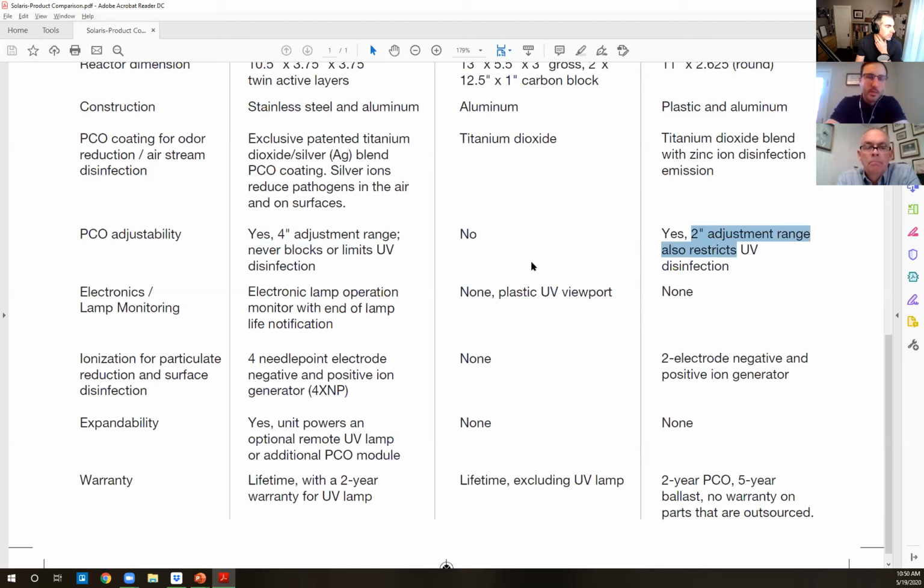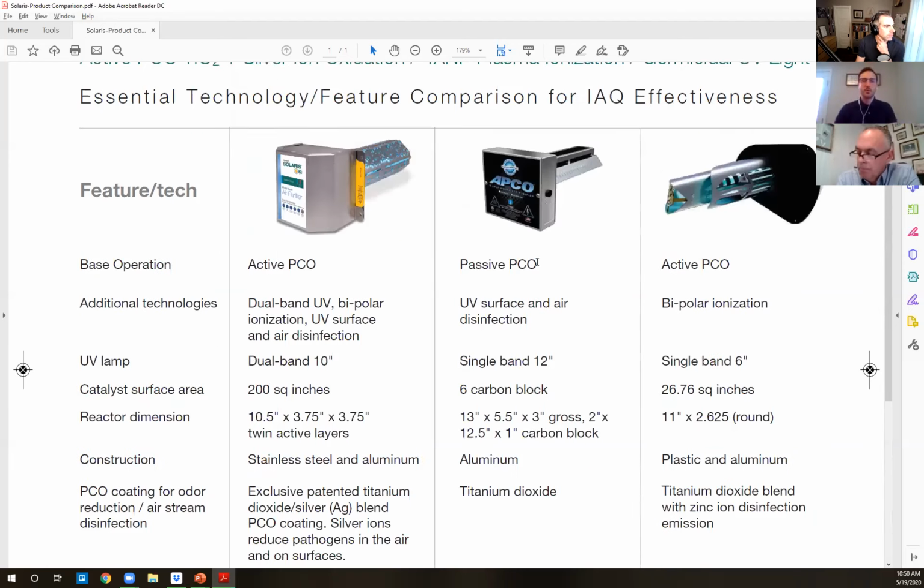So basically what this is saying is that the PCO reaction with UV is what's taking place, and that's what is emitting the ozone, and that is what is creating the smell, and that is what you can turn down if you choose to.